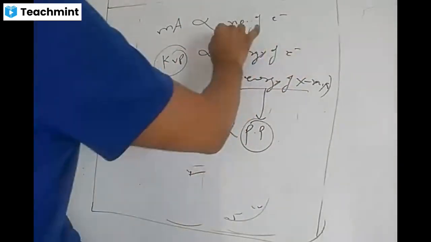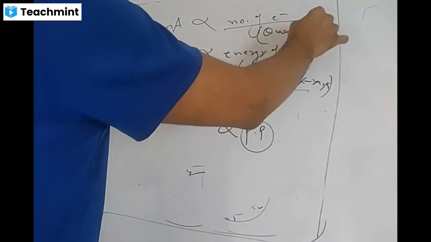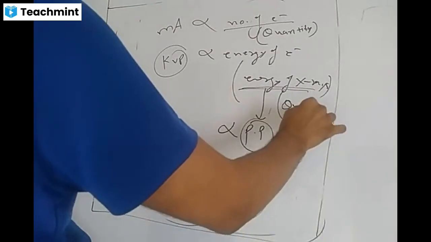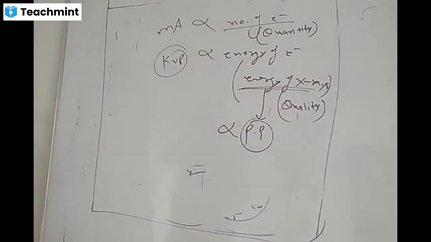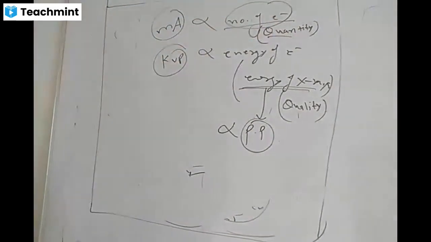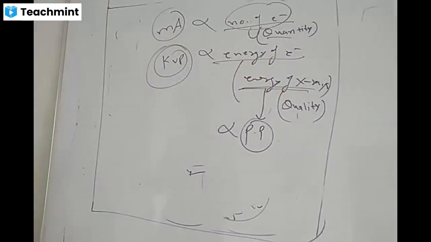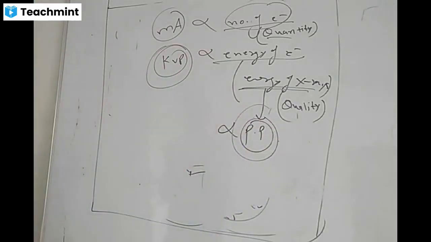In radiology, the number of electrons is called quantity, and the energy of X-ray is called quality. So remember these three points. mA is directly related to the number of electrons or quantity. kVp is directly related to the energy of the electron or directly to the penetration power of the X-rays.